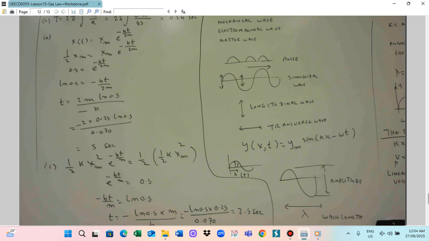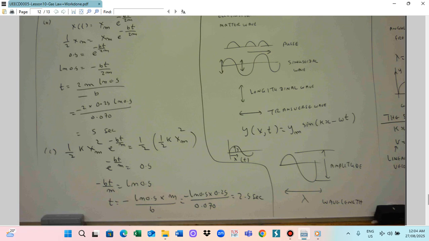So this one can be calculated by the formula y m sine of k h minus omega t. So this is the equation to calculate the y position of the particle for the wave traveling for the h distance horizontally at the time t. So this is y, and it is multiplied with sine of k h minus omega t. So this equation for the wave position can be calculated.